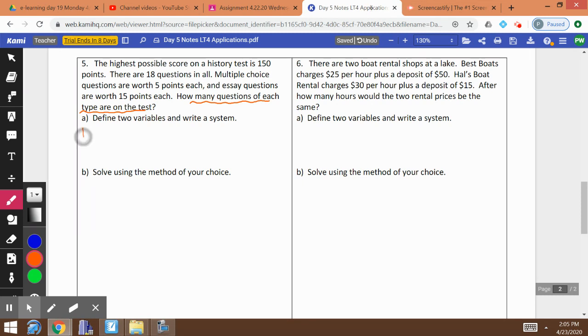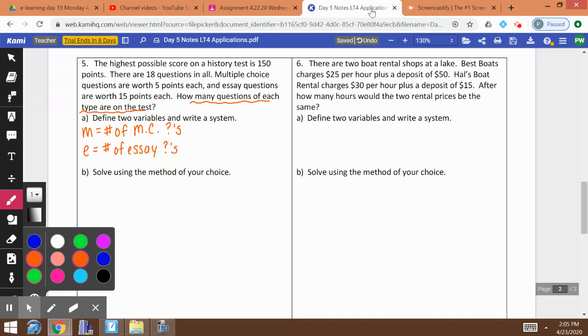So I'm going to say M is the number of, I'm going to abbreviate here, multiple choice questions. That's supposed to be a question mark. All right, shortcutting it is taking longer. Sorry, questions. And I'm going to say E is the number of essay questions.